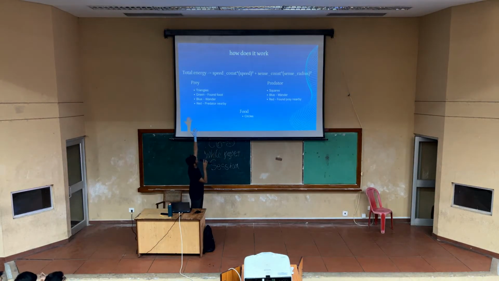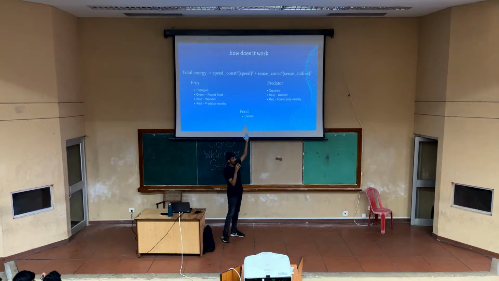Well, this is the most important thing to say, which is that total energy works based on this formula, and each and every frame it increases based on its speed and its size. So in the simulation, the prey will be triangles, and when it's green in color, it means it has found food. When it's blue, it's just wandering randomly, and when it's red, it means there's a predator nearby and it's kind of over.